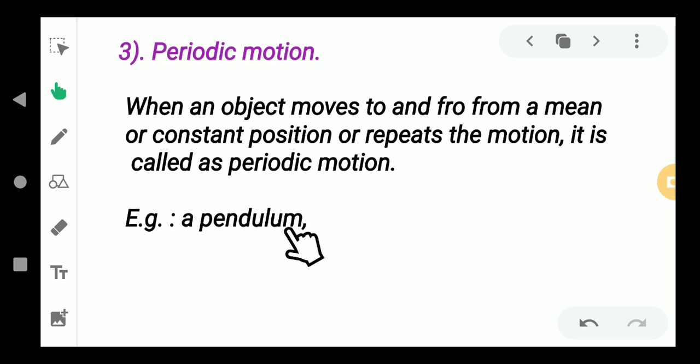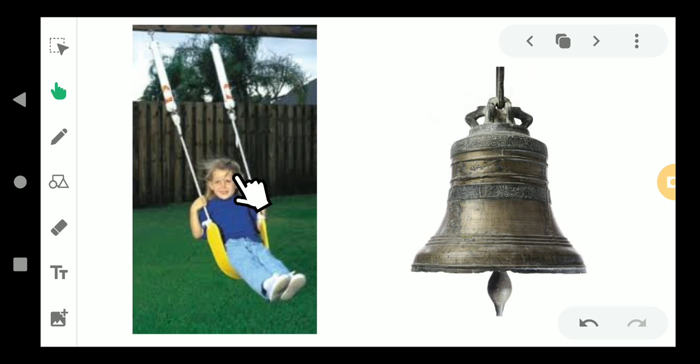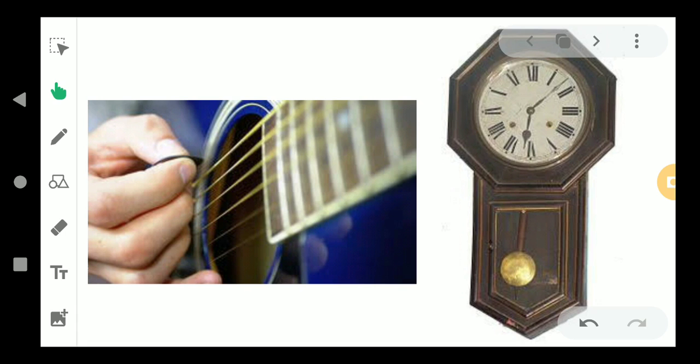Example is a pendulum. See here, a boy on a swing. The swing is having a to and fro motion. This is the bell of churches and temples. If you bang this portion, it will have a to and fro motion. Here also, the strings of a guitar have a to and fro motion. This is a pendulum clock. Here, it is having a periodic motion, a to and fro motion.